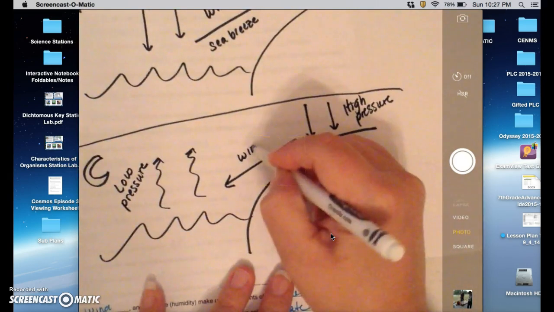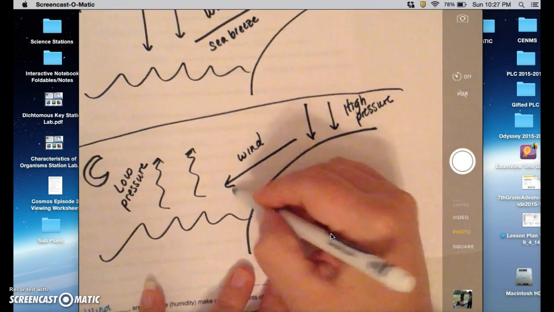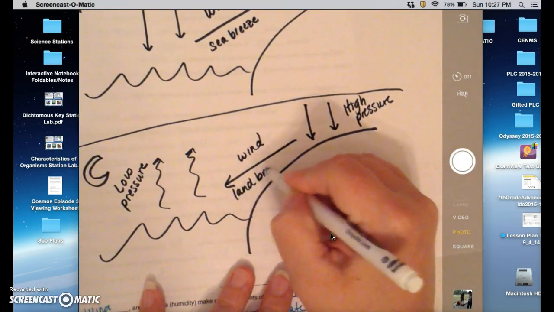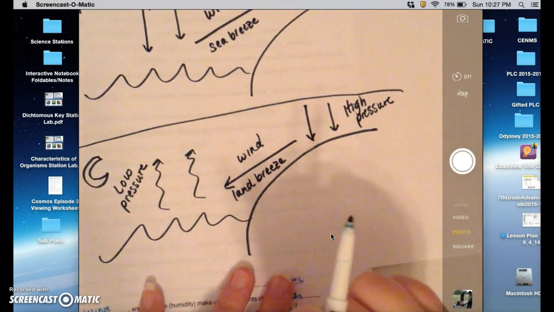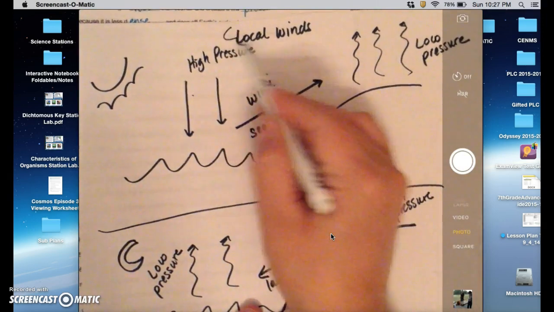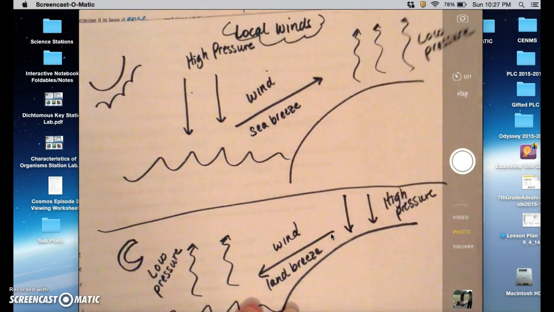Okay, and this is called a land breeze because it's coming from the land going towards the ocean. Okay, so these are two examples of local winds. We've got sea breeze and land breeze.